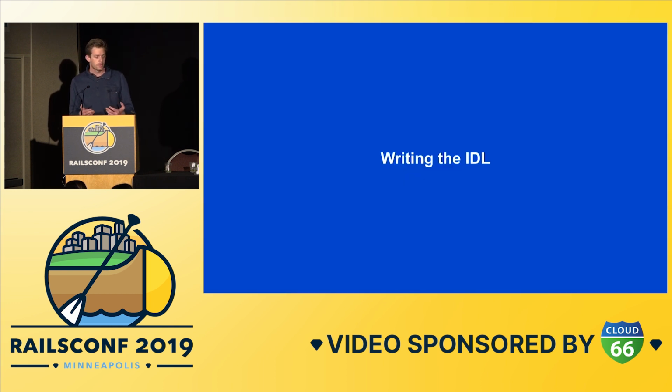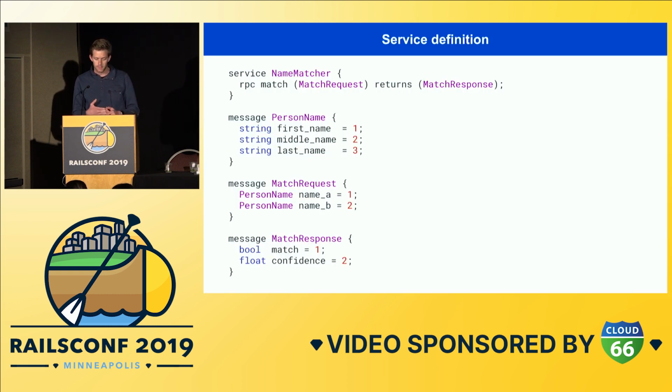So let's talk about what the first step is. The first step in this case, going back to Ben's examples earlier, is to write the IDL for this particular name matcher service. So first, you need to define the service and what that service does. So we have NameMatcherService, and we're going to define a method that it can respond to, in this case, rpc Match, and that takes in MatchRequest and returns MatchResponse.